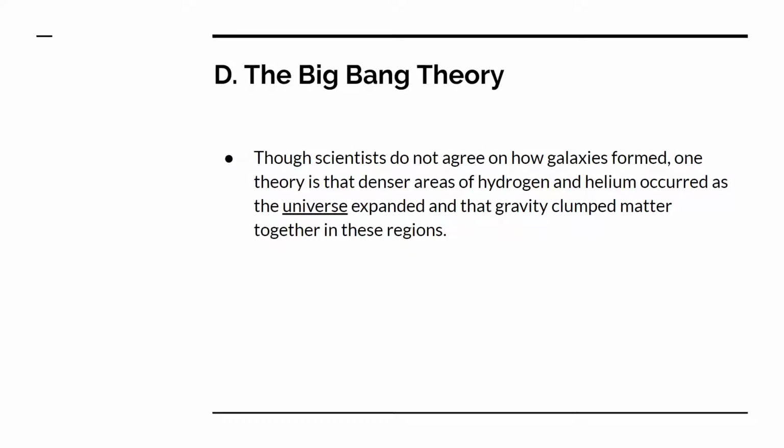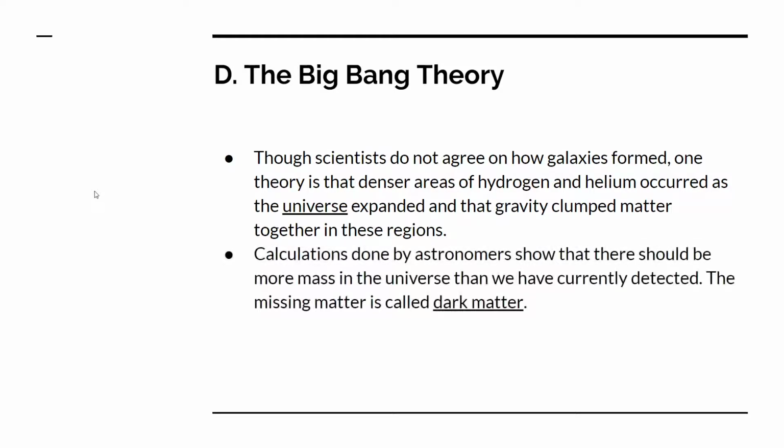Though scientists do not agree on how galaxies formed, one theory is that the denser areas of hydrogen and helium occurred as the universe expanded, and that gravity clumped matter together in these regions. So they think that after the formation of the universe, just like how we think stars form in nebulas, we think galaxies formed in really big clouds, where there's a lot of hydrogen and helium together.